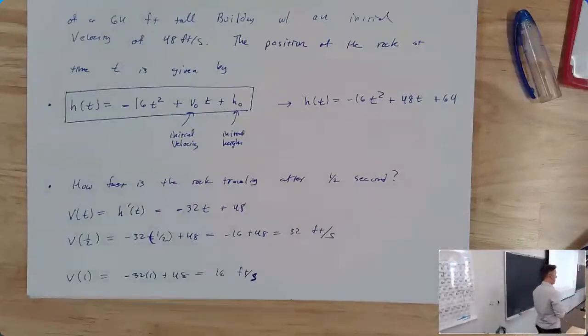So if I know that my position is being measured in feet and my time is being measured in seconds, and I'm being asked about velocity, it's going to be feet per second. Whereas if I'm being asked about acceleration, it's going to be feet per second squared. If someone asked me about jerk, which no one's ever going to ask you about, it'd be feet per second cubed.